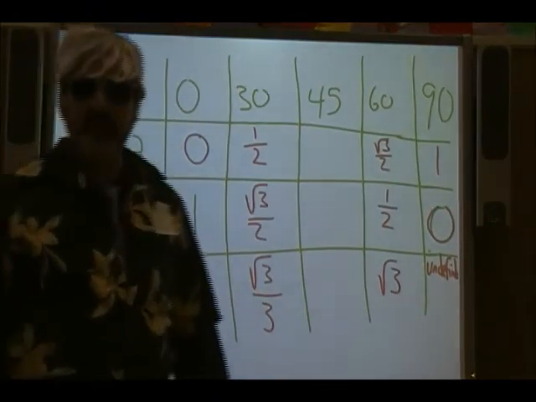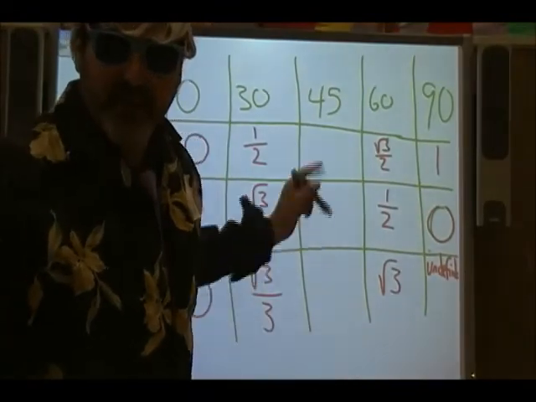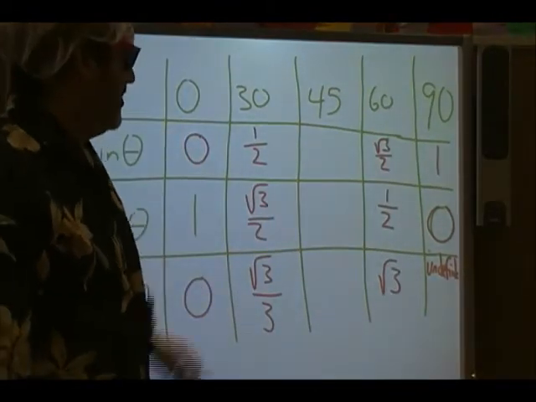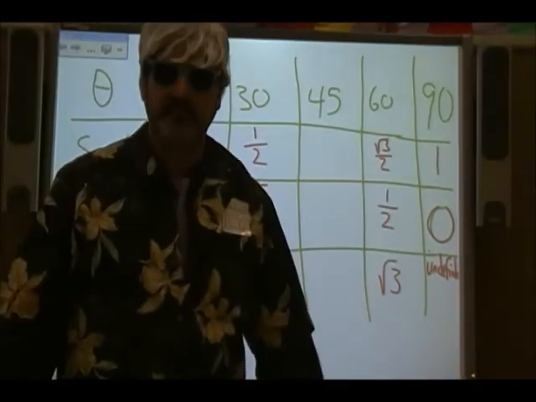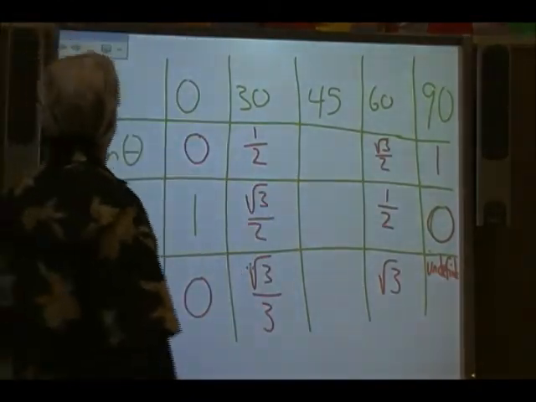And all we're left with is one more thing, the 45s, and then I'm going to show you a trick to memorize this table. 45. So, to get the 45 degree, I'm going to use an isosceles triangle.